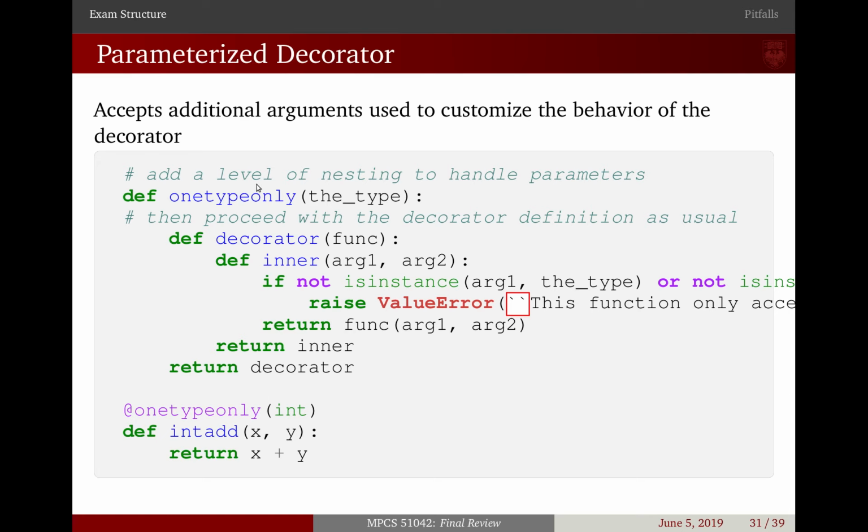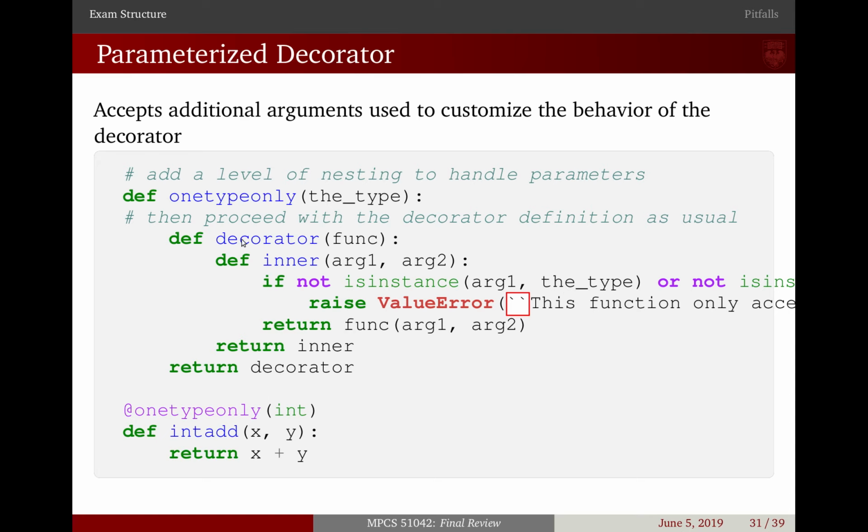So we add this level of function nesting so that we get the parameters to the decorator, and then from there we can define a decorator as usual, but these parameters allow us to have some extra state that we can use to define some custom behavior that is parameter specific.